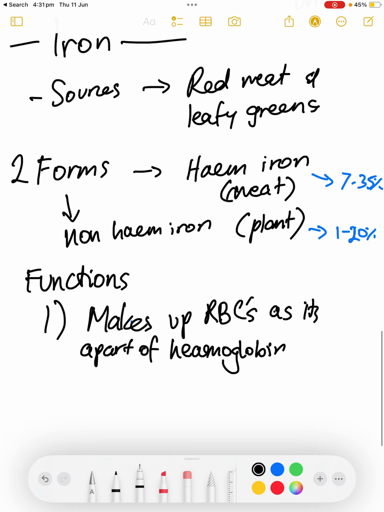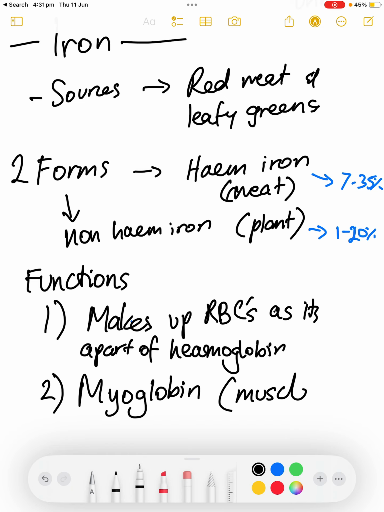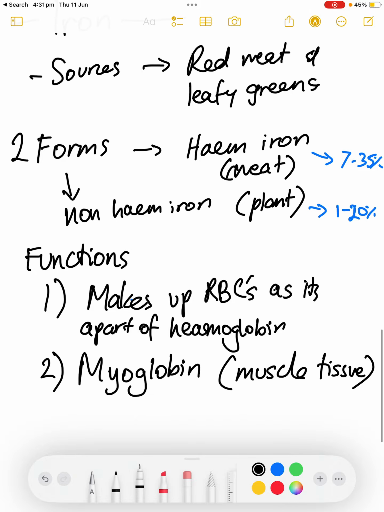The next one, number two, is that it is a part of myoglobin, which is in muscle tissue. Now, myoglobin has a really strong affinity for oxygen, and it lets it store oxygen in muscles. And during anaerobic respiration, where there's less oxygen, myoglobin tends to release oxygen into the muscle, protecting it from damage, which can be quite bad. So this myoglobin process does support us a lot in anaerobic conditions.